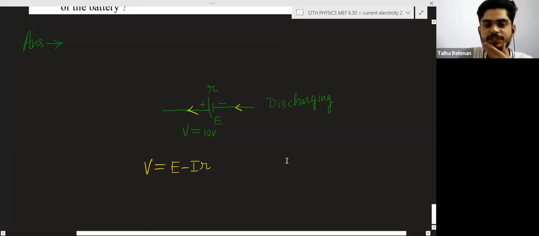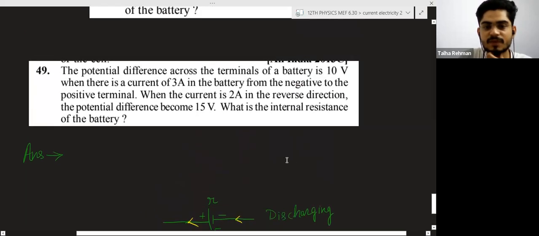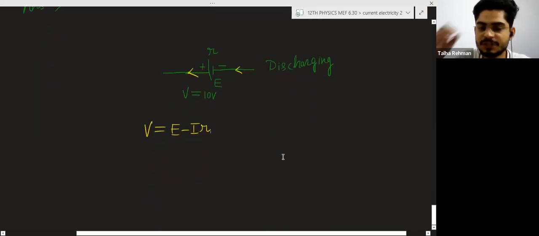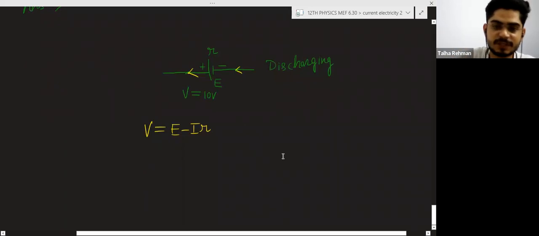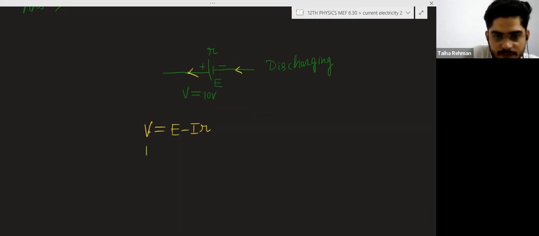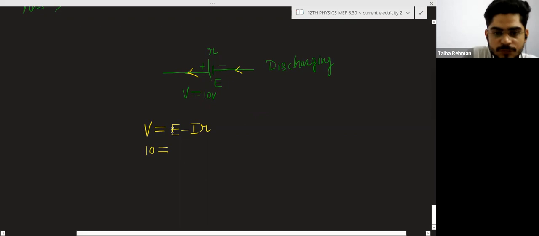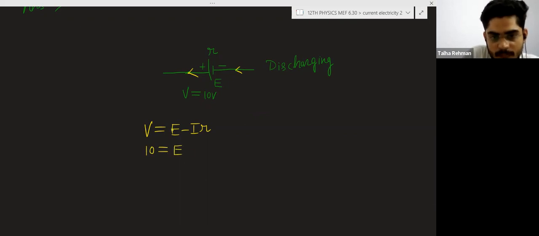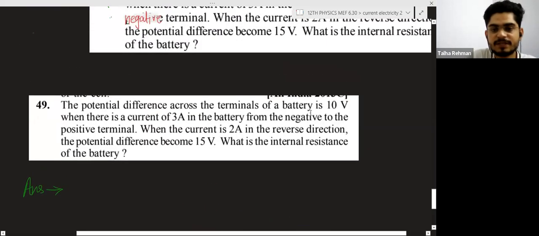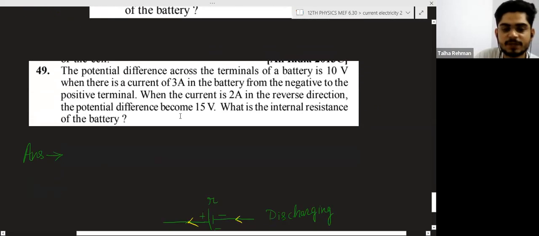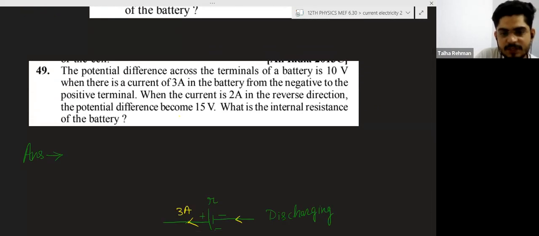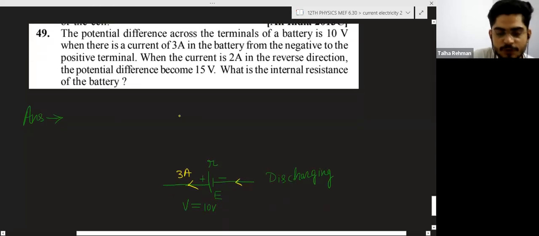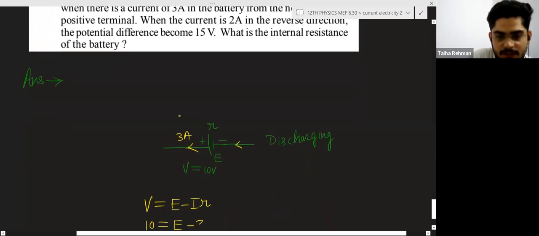When you check your notes, you will get the answer. What is the terminal potential when the cell or battery is discharging? So this V is given as 10 and this E we don't know. What is I? They are saying current of 3 ampere is flowing. So what you will write here? 10 = E minus 3 into R. So this will be your equation number 1.